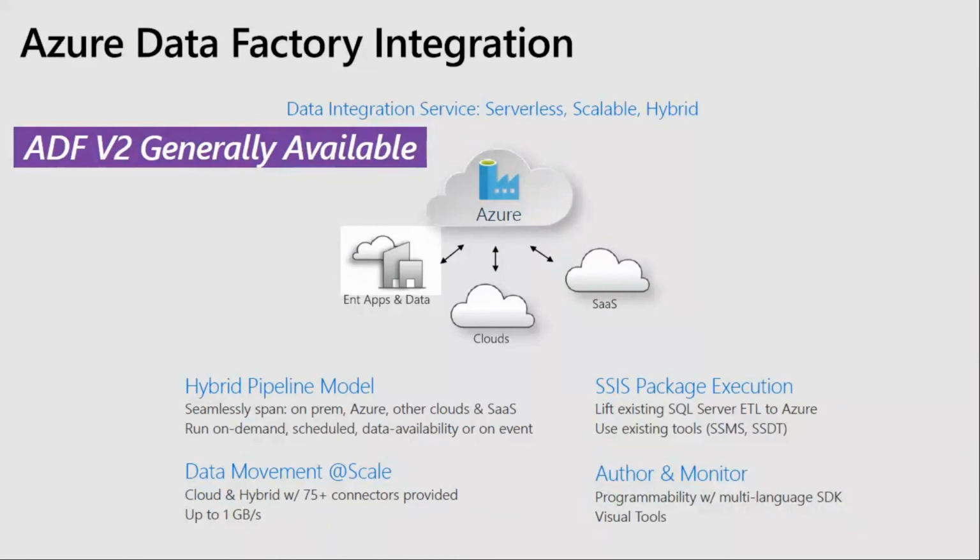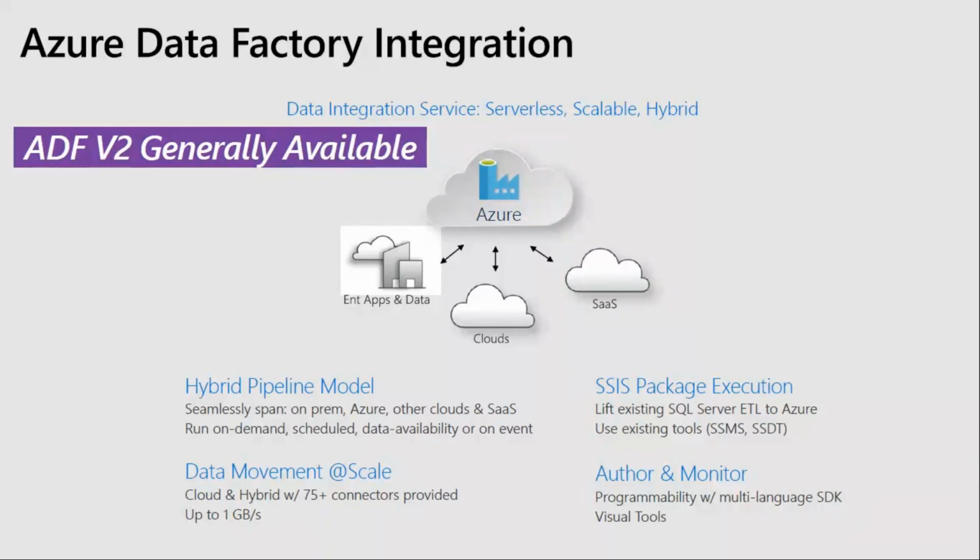Talking about the Azure Data Factory integration, the Azure Data Factory is a data integration service which is truly serverless, scalable, and a hybrid data integration service. Here we can author hybrid pipelines which seamlessly span on prem, Azure, other clouds, and SaaS. We can run them on demand, which means we can trigger them manually, we can create a schedule for them, or run them on data availability or on event, that is in a tumbling window. Our data is loaded and we also run a pipeline in tumbling windows, or we can also do on event, right? We can also do on event.